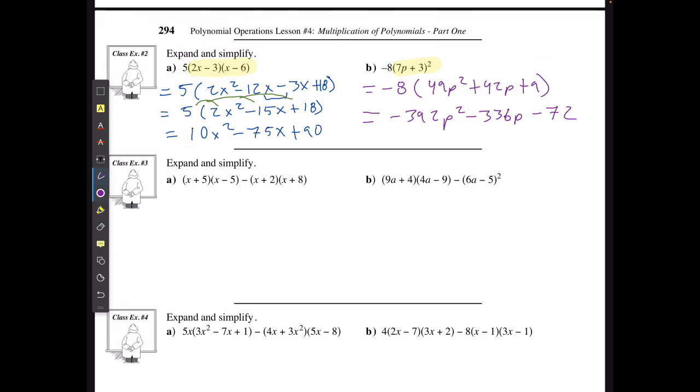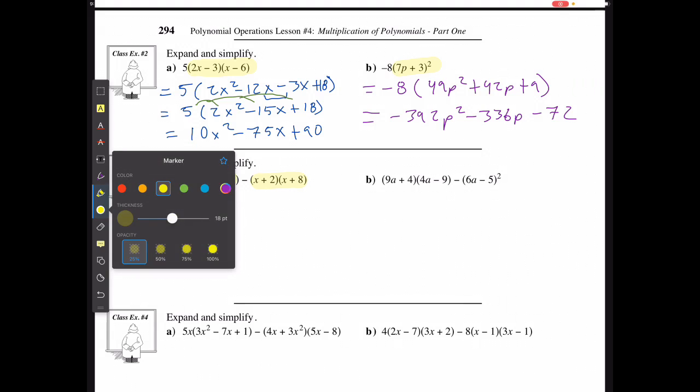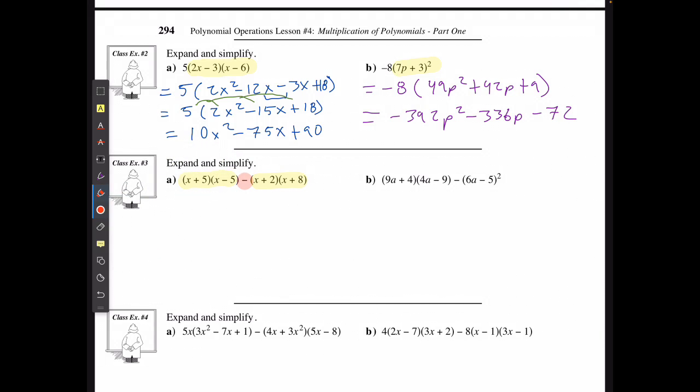When I get to example 3, really, I just have two multiplications taking place, and then I'm going to subtract the results. Because I have this negative here, I know that whatever I get when I multiply out the x plus 2 times x plus 8, I'm going to have to flip the signs afterwards. So to make it easier on myself, I'm going to put brackets around whatever the result of these multiplications is.